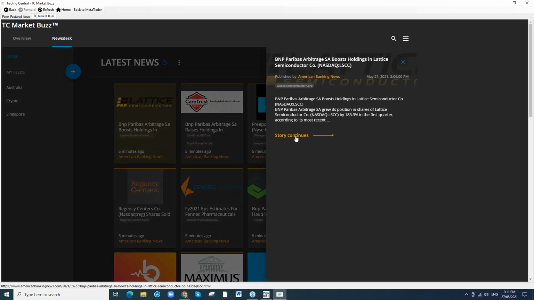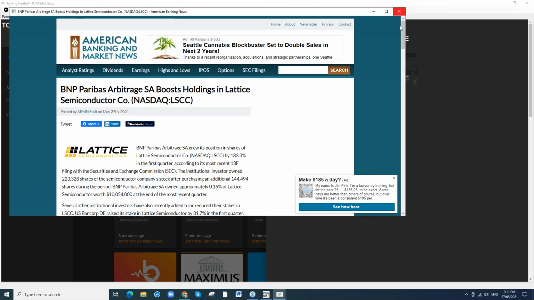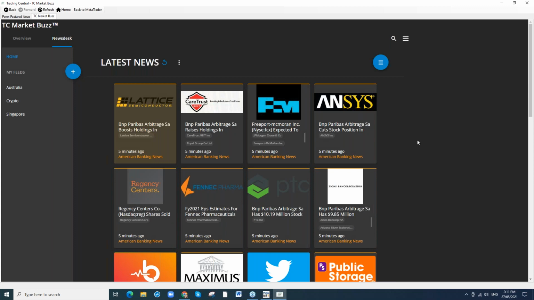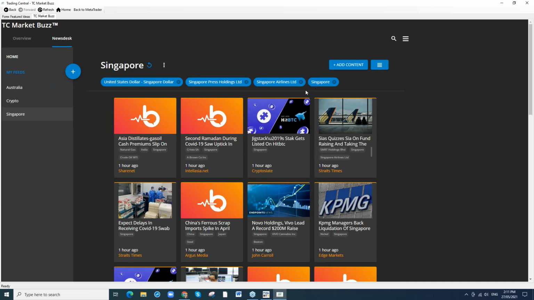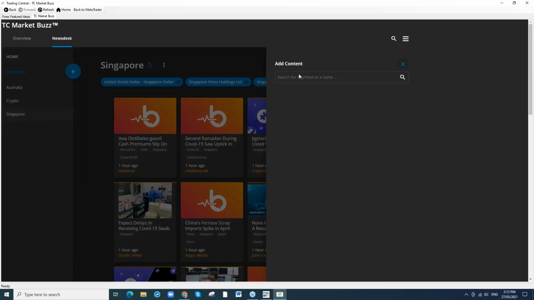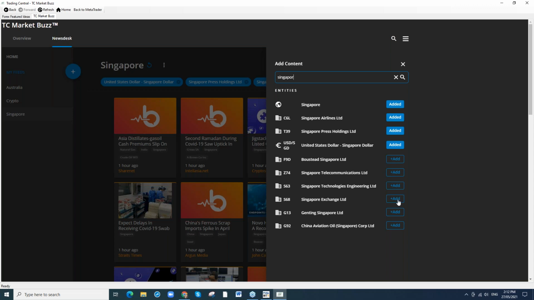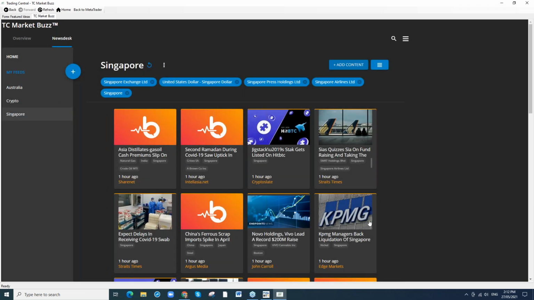And if you want to get even more details, you can just click on Continue and you will get to the page where the article was published. And what's more, if you are interested only in some specific news, so you don't want to waste time browsing all the news of the world, you can create your own feed. So you just click here, and for example, I have a feed on Singapore where I added some related content from Singapore, you know, Singapore Airlines, Singapore to US dollar. And when you add content, you just type from here and you add Singapore Exchange, the feed refreshes and you get even more news that will be related to the specific topic that you are searching for.